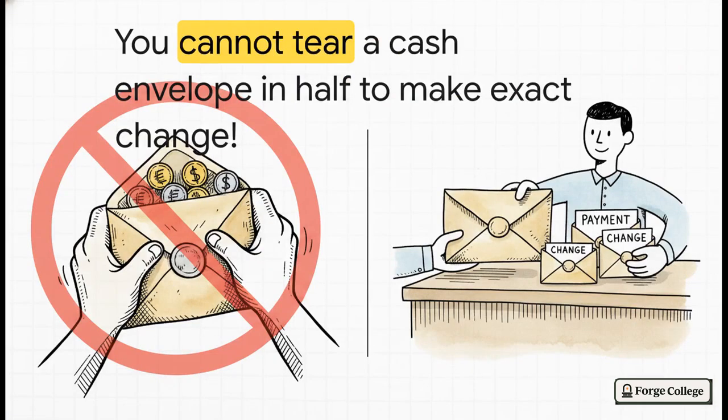But here is the absolutely crucial rule. And it's kind of funny when you think about it. You cannot tear a cash envelope in half to make exact change. I mean, try ripping a $20 bill in half at the grocery store to buy a sandwich. It doesn't end well for anyone, right?